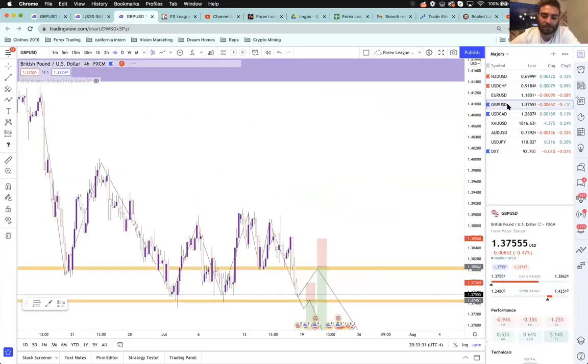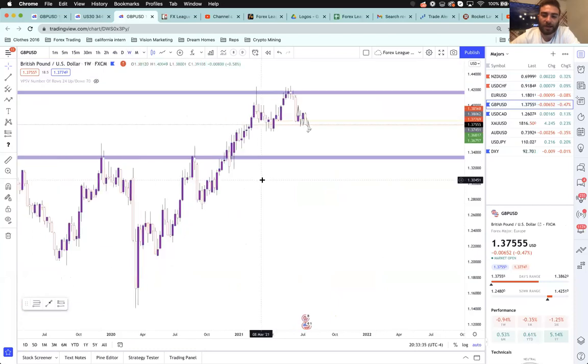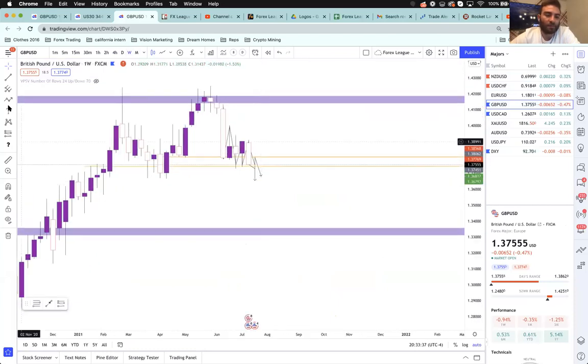So let's go next to GU. This one I actually like a lot right now. We've got the weekly time frame. Price pushed down, and then we had this little retracement, and then last week ended with this bearish engulfing candle. There's literally no wick on this.